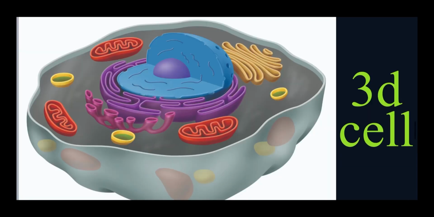Now you see the 3D structure of the cell, where you can easily identify that there is a mitochondria, a lysosome, a nucleus, and the endoplasmic reticulum in an enveloped form.